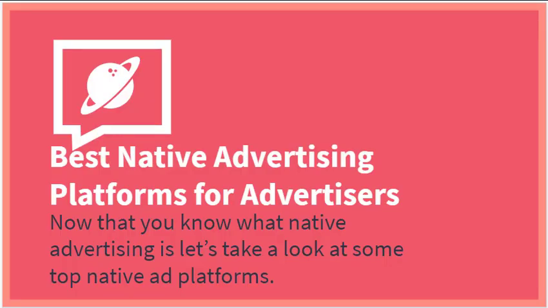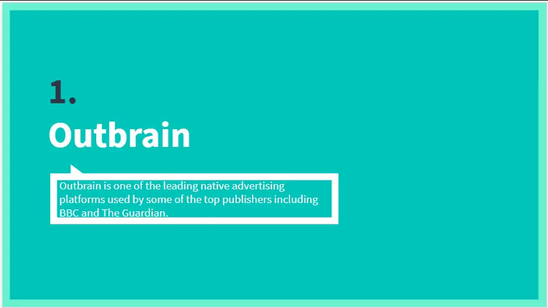So here are some native advertising platforms that you can use to promote your business or your products and services. Now that you know what native advertising is, let's take a look at some top native ad platforms. One, we have Taboola's competitor, Outbrain. HotBrain is one of the leading native advertising platforms used by some of the top publishers including BBC and Guardian, where the ad networks allow publishers to access top DSPs through programmatic native ad demand.